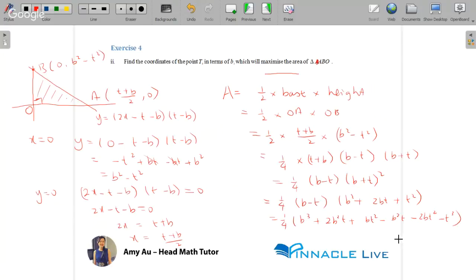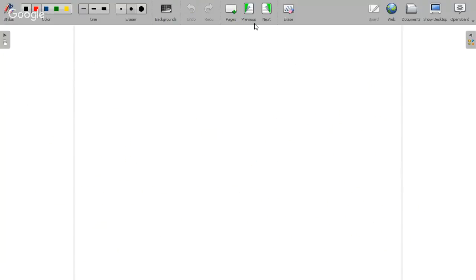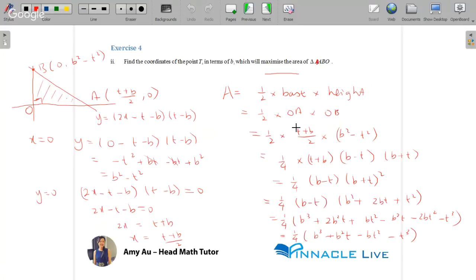I think that's everything. I'm just gonna clean this up and collect any like terms. So you've got 2b squared minus 1b squared, so that's b squared. And then you've got bt squared minus 2bt squared, so minus bt squared minus t cubed. Okay, so let me continue that on the next page.